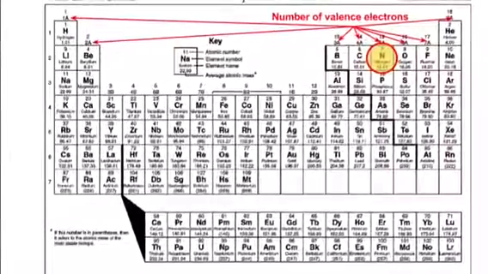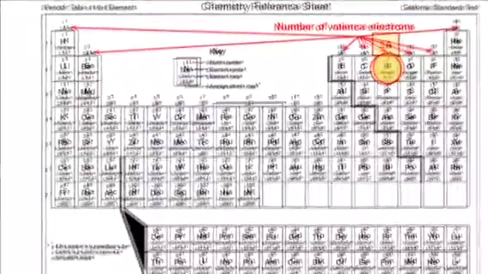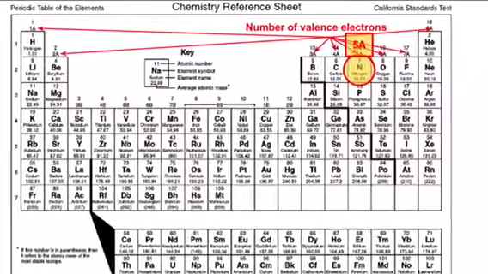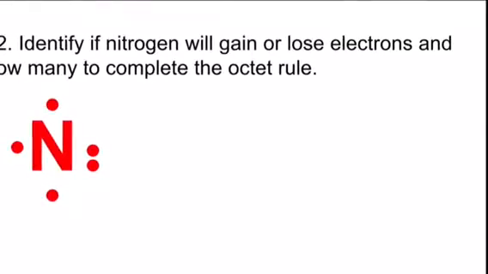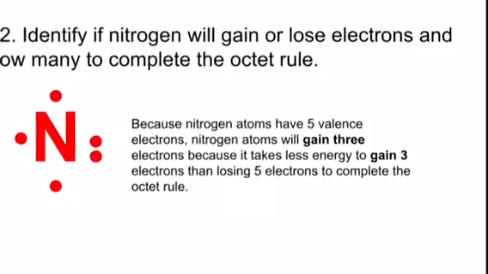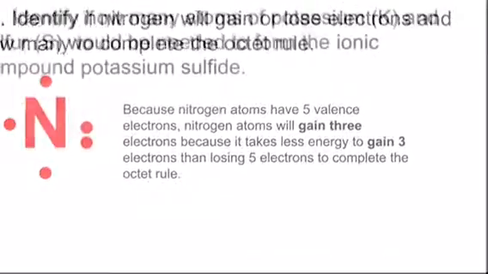So here we see nitrogen is in column 5A, so that tells us it has 5 valence electrons, and because it has 5 valence electrons, it is 1 more than 4, so it's going to have 5 dots around its symbol there, showing us that it needs to gain 3 electrons to fulfill that octet rule. Much easier than trying to lose 5.